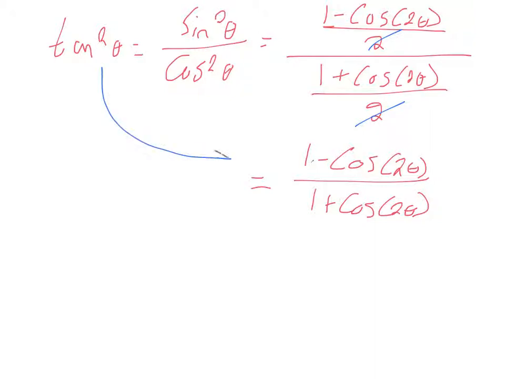So if we want to take something and reduce it so that there's no more powers, those are the formulas that we can use for that. And we can also use those to establish the specific identities as well. Okay, so power reduction formulas.